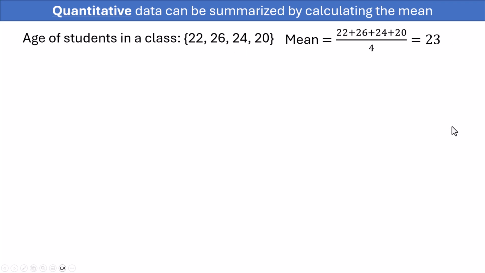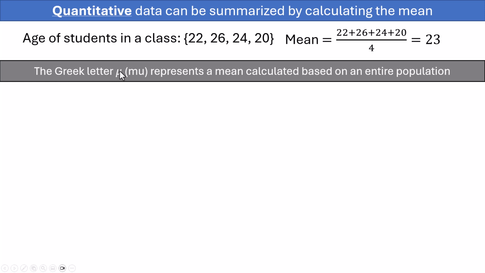Now, what's going to probably be new for you here is the different symbols we're going to use to represent these values. So we're going to use the Greek letter mu, which looks like a U with a little tail on the left, pronounced mu, which represents a mean calculated based on an entire population. So if you did this process and you had, let's say, every single student at Grand Valley, then the proper symbol that should be used to represent this number would be the Greek letter mu.